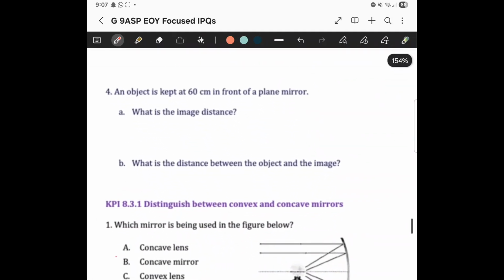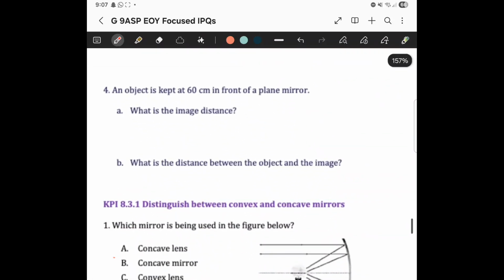60 centimeters in front of the plane mirror. What is the image distance? It didn't say the distance from the object. It just said the image distance. So that is also going to be 60 centimeters. Now, if you remember, if you have a mirror and you have an object in front and behind, this side's positive, this side's negative. So technically, if this is 60, this should be minus 60. So I need to add a little minus in here.